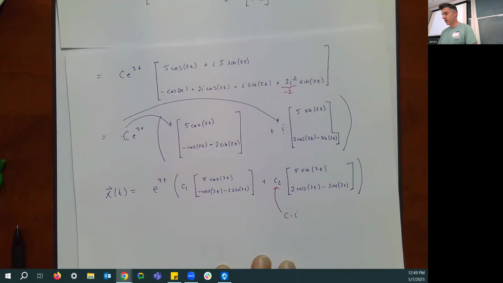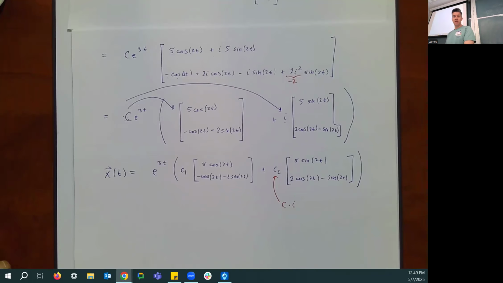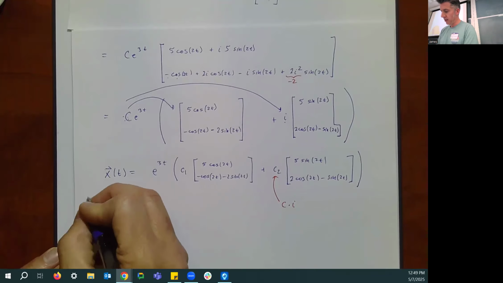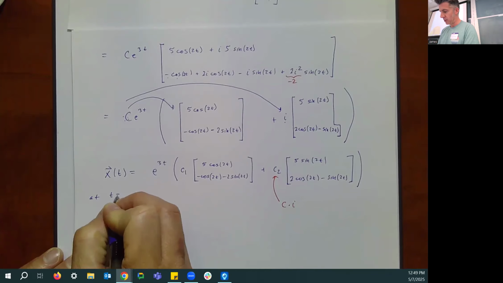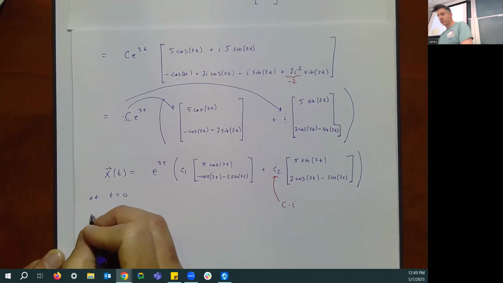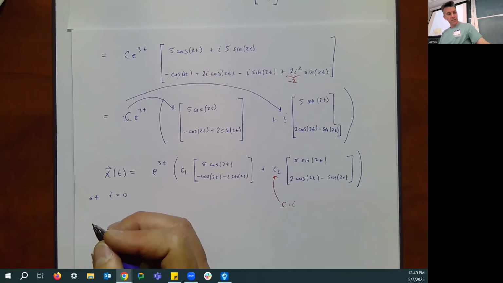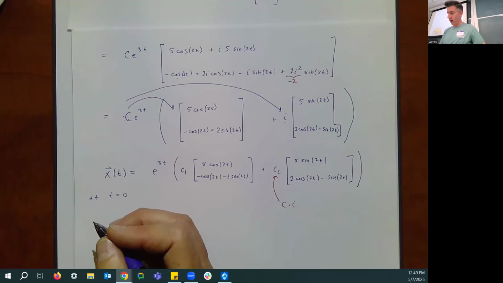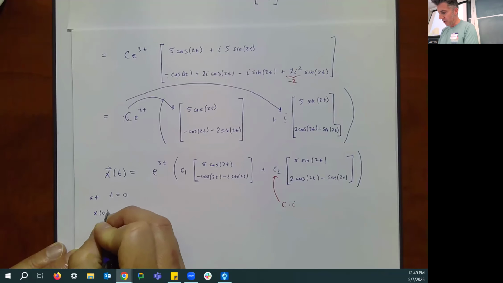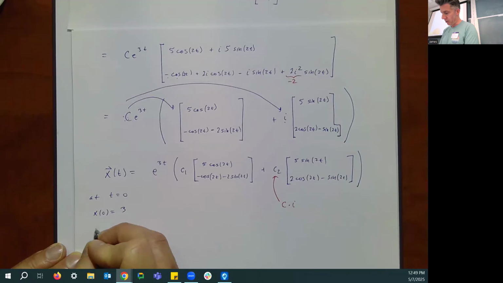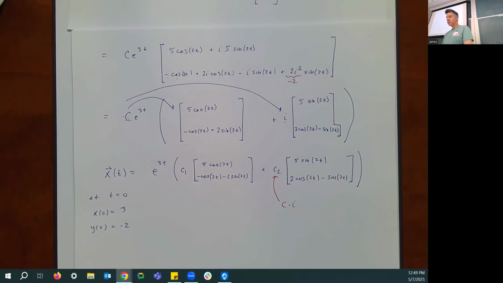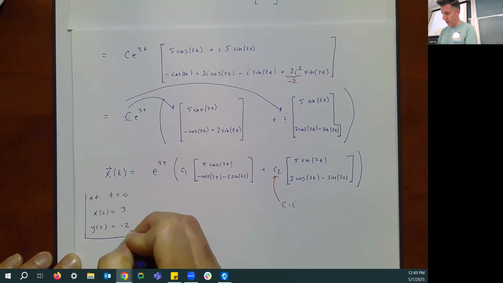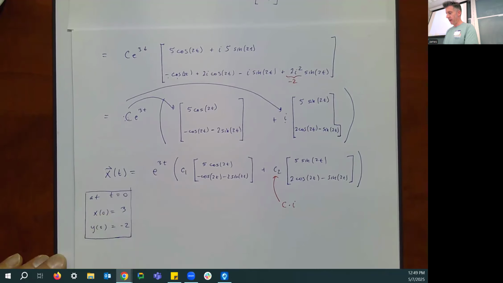And then if they gave us initial conditions, say we were told that at time equals 0, did I use x's or y? Let's see, let me go way back. I used x and y. X of 0 is equal to 3 and y of 0 is equal to -2. Then we can plug those in to find our C1 and C2.